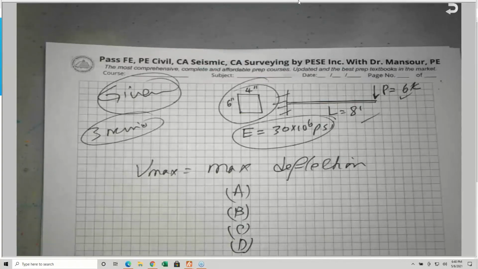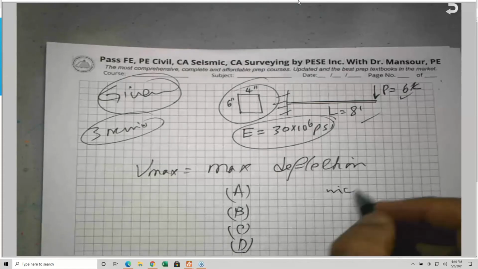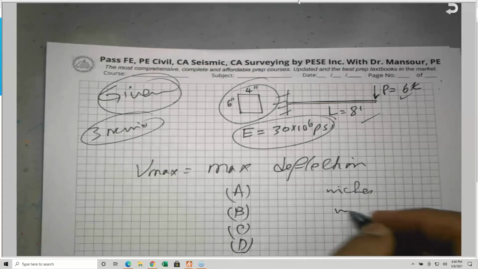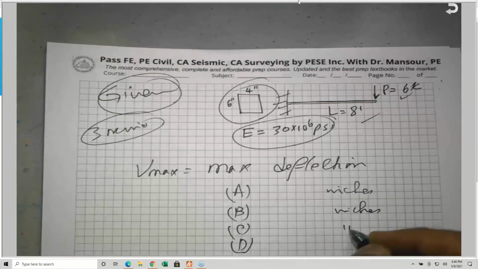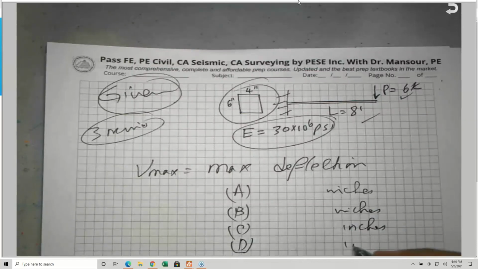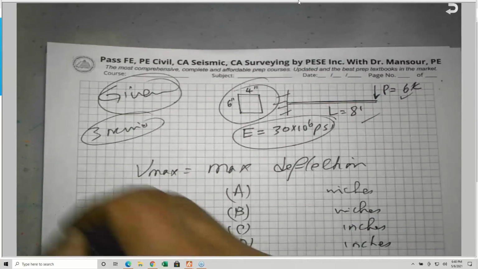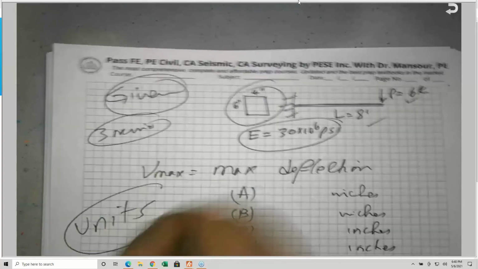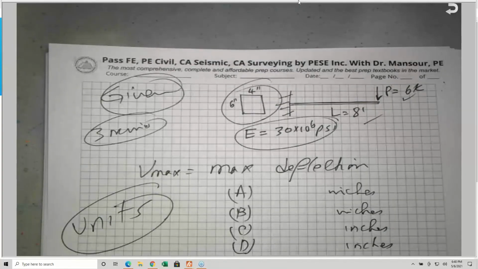And I need it to be in inches, by the way. Sorry, I should mention that. I need deflection normally in inches or millimeters, not in feet, because it's normally a small quantity. So units are very, very important.